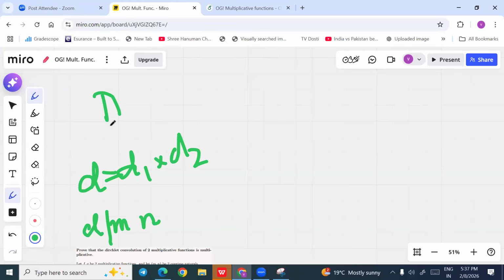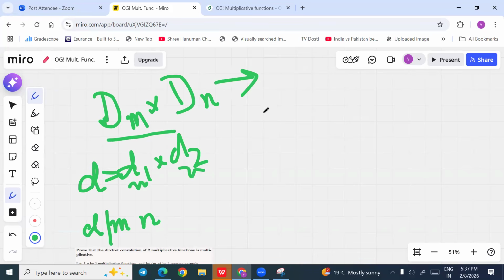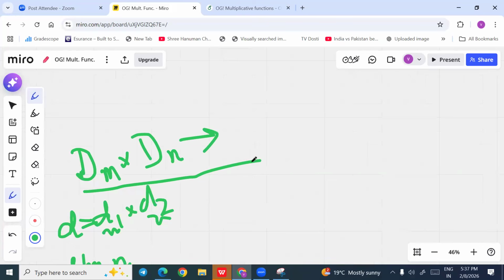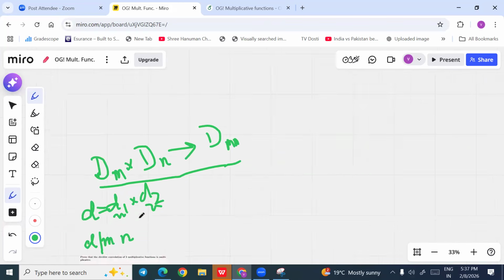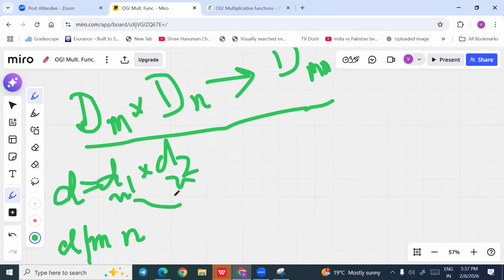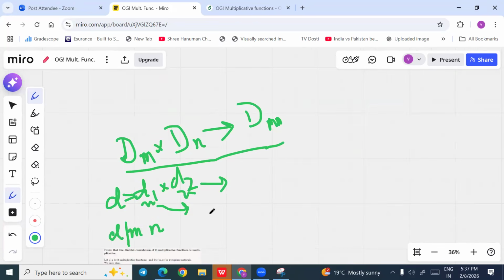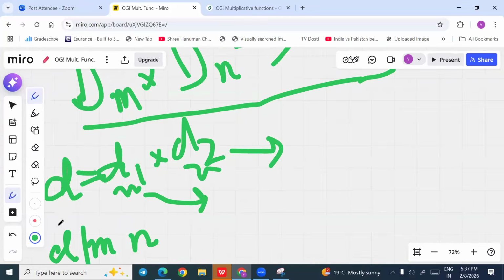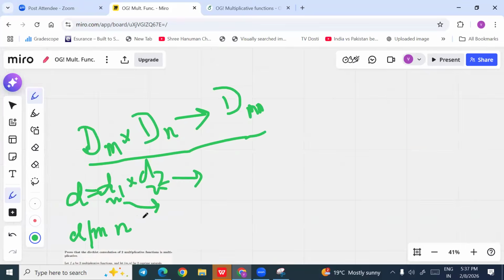So basically, if D(m) is the set of divisors of m and D(n) is the set of divisors of n, then d1, d2 multiplied to d is basically constructing a bijection between the Cartesian product of these sets and D(mn). And of course, you need m and n coprime. Does anybody see what d1 and d2 explicitly are? Can you write them in terms of m and n?